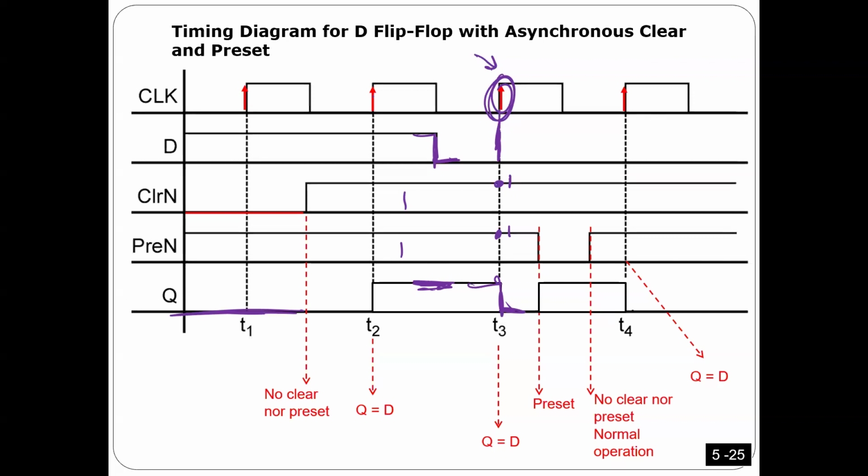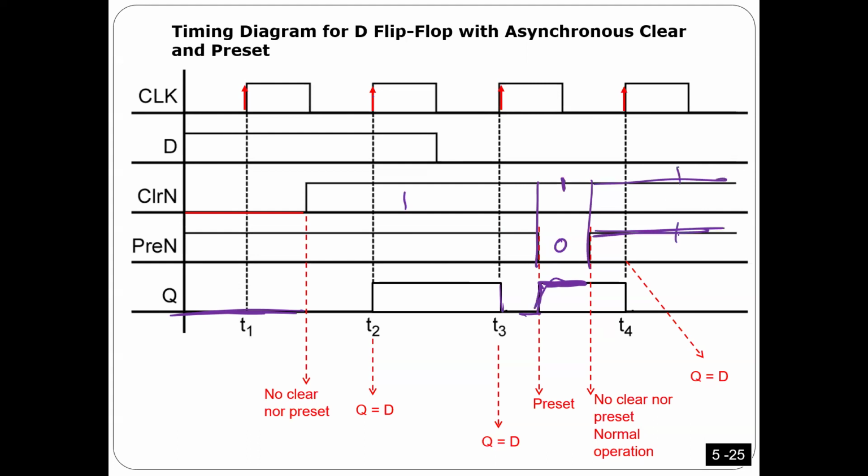Okay, let's see what happens after that. If you look at this time period here, guys, here it is 1, but set is 0. So again, now we are not in the normal operation. We are in the set mode. Regardless of whether there is a clock or not, immediately this one has to come high. Immediately. After that, we return to the normal mode.